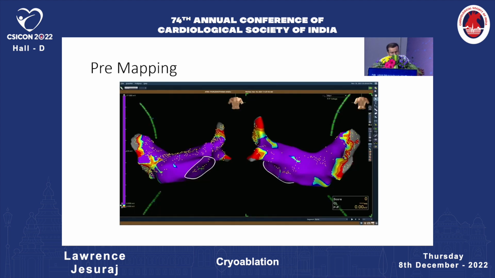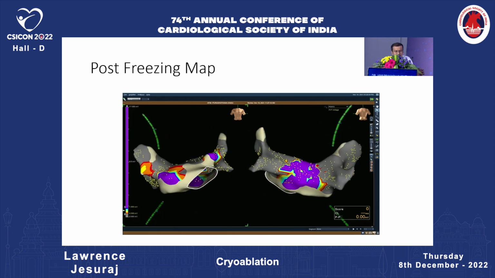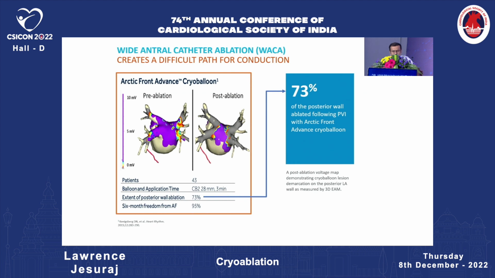This was a 3D map of this particular patient where we did a pre-mapping. You can see voltages spread across the LA into the pulmonary veins. This is a post-freezing map. You can see complete isolation of all 4 pulmonary veins. One good thing we observe with cryo is a good WACA you get. Good wide antral ablations are possible with cryo. The reason being the balloon is 28 millimeter. When you put this 28 millimeter balloon into the pulmonary veins, you tend to create lesions which are larger. You can have around 73% of the posterior wall ablated during PVI with cryoballoon ablation.